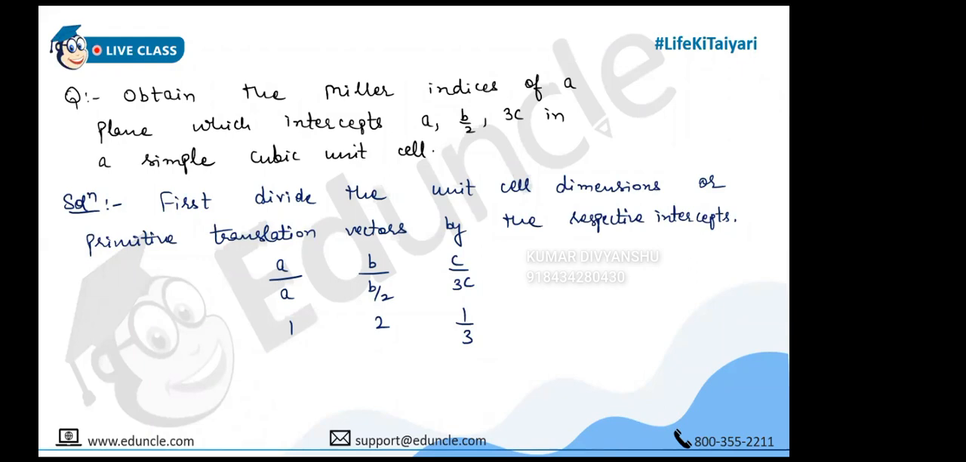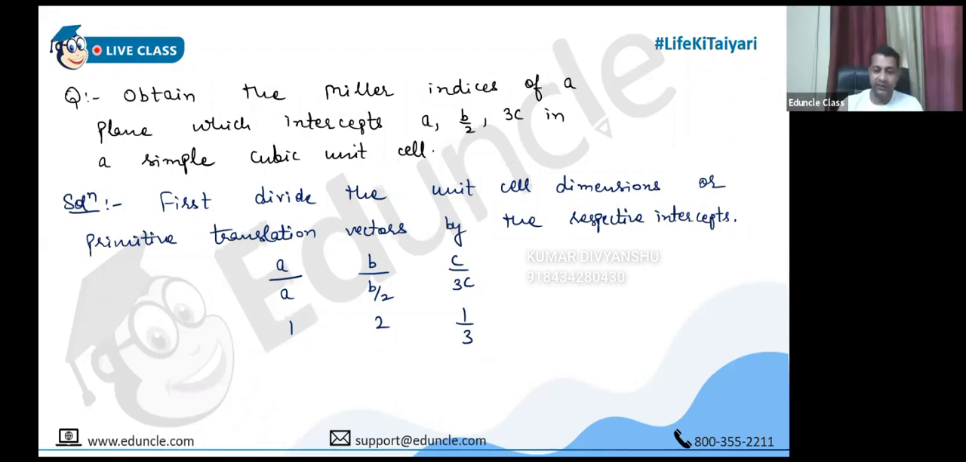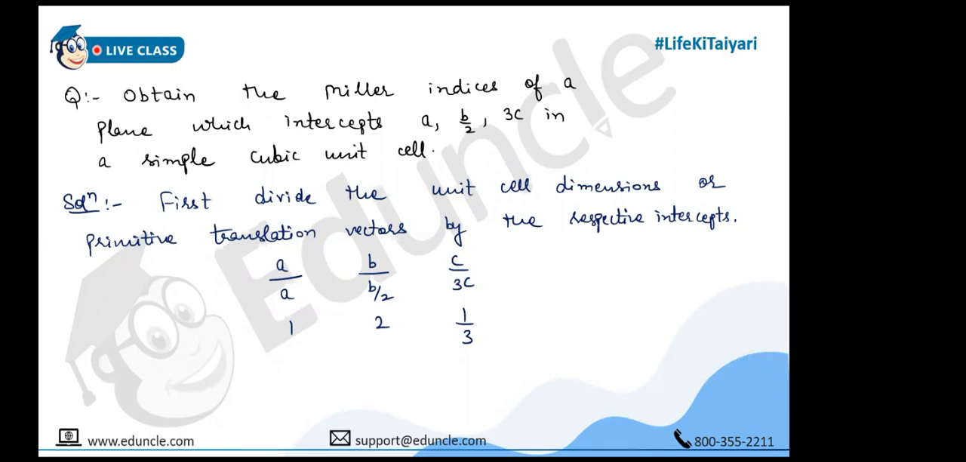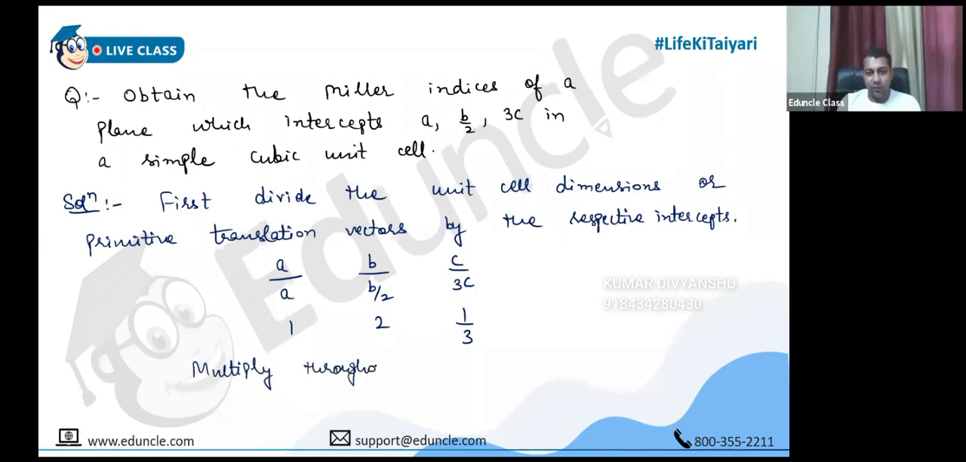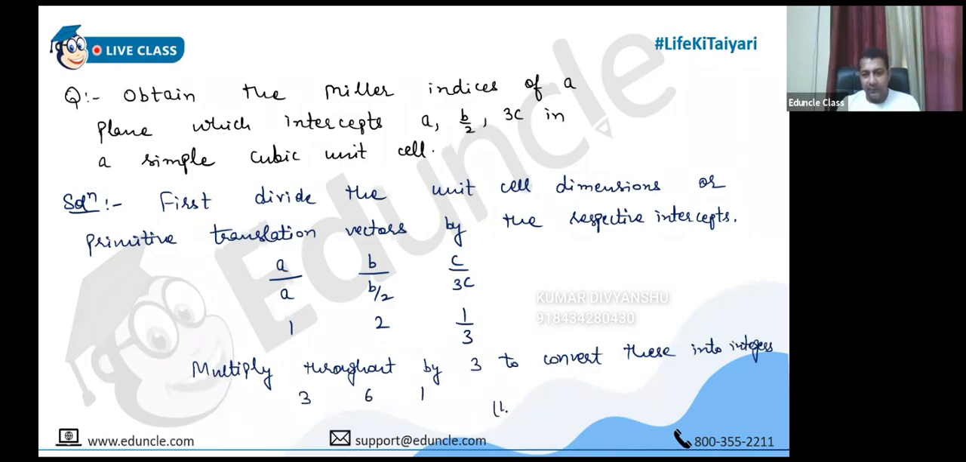Now we have discussed that Miller indices can be integers only. So what has to be done in order to convert them into integers? We can multiply by 3. So multiply throughout by 3 to convert these into integers. So it becomes 3, 6, 1. So these are the Miller indices.